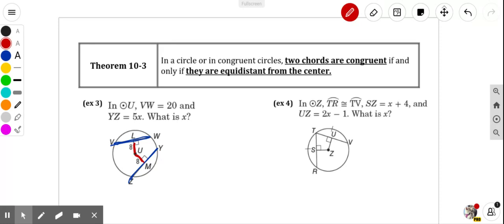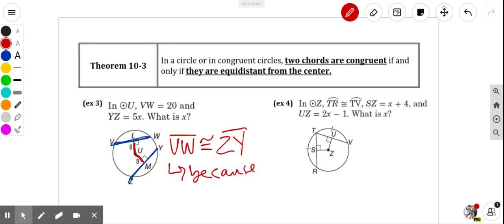So that would mean in this example that VW is congruent to ZY. And the reason for that is because LU is equal to UM.